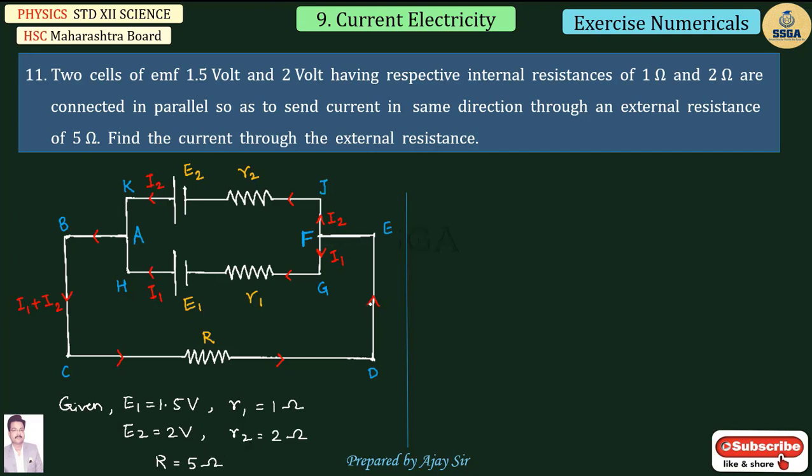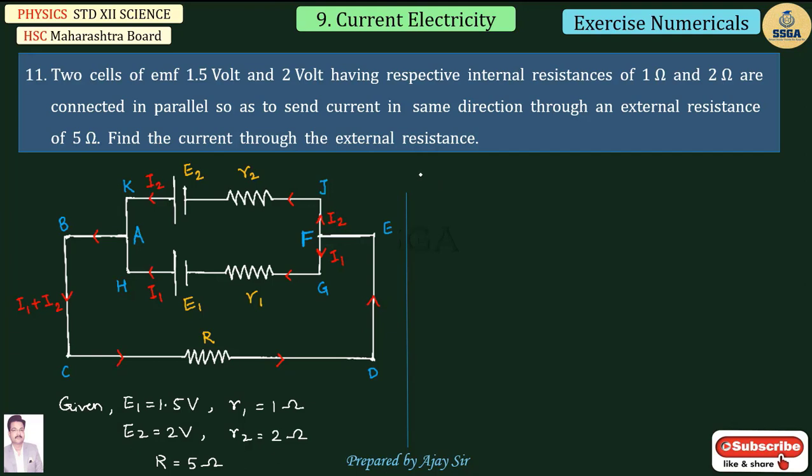Again this example is similar to the previous one, but the given values are different. Again here you have to find the current through the external resistance, means current through the R. Again we have to consider the loops. Let us consider the loop, that is A, B, C, D, E, F, G, A. So let us consider this down part loop and apply Kirchhoff's second law.